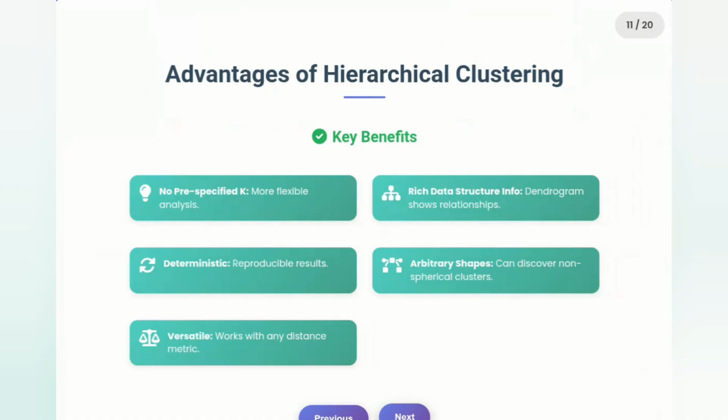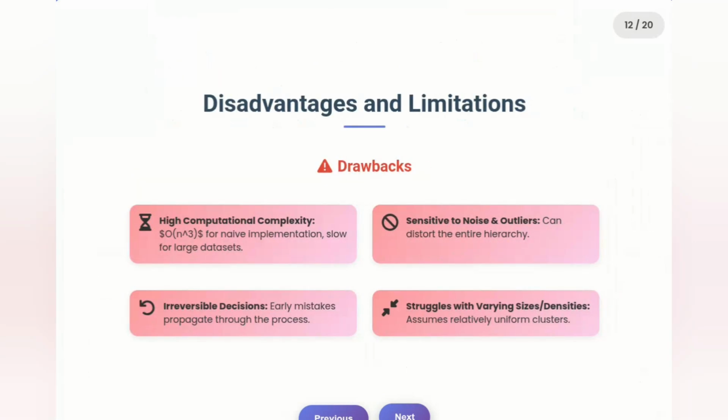The algorithm is deterministic, so results are reproducible. It works well with any distance metric, making it versatile for different data types. And it can discover clusters of arbitrary shapes, not just spherical ones like k-means. However, hierarchical clustering does have limitations.